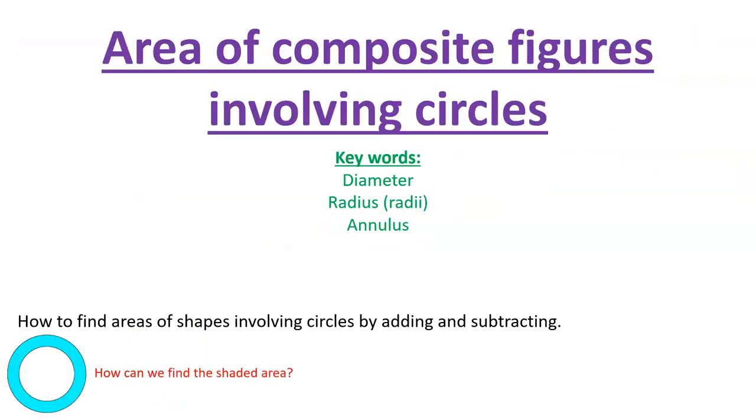Okay, so today we're going to be looking at area of composite figures involving circles. Composite means figures made up from different shapes. So we're going to look at finding areas of shapes involving circles and also rectangles, perhaps some triangles. And we're going to look at finding these by adding and subtracting. So this shape here, we're going to be able to find its area.